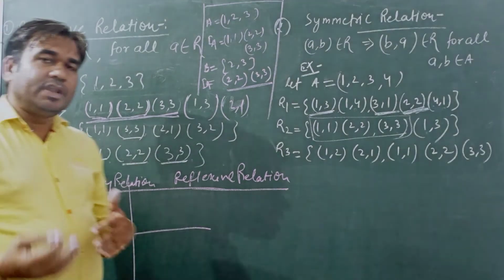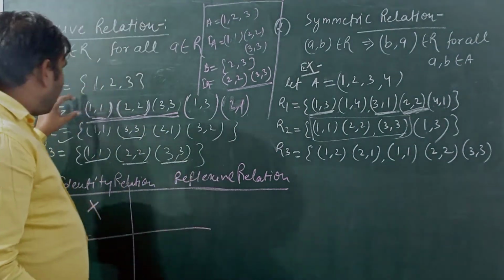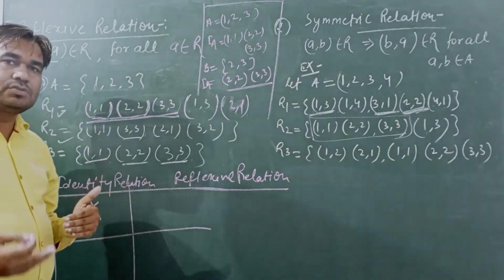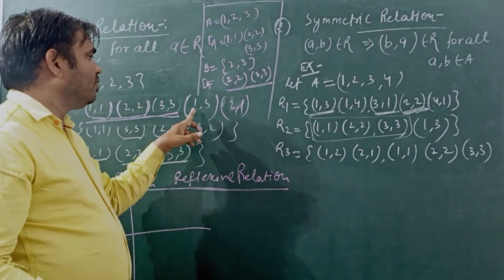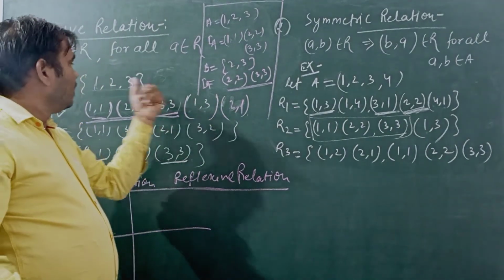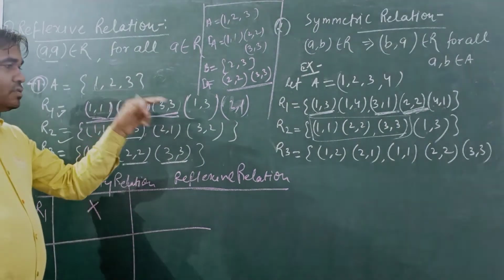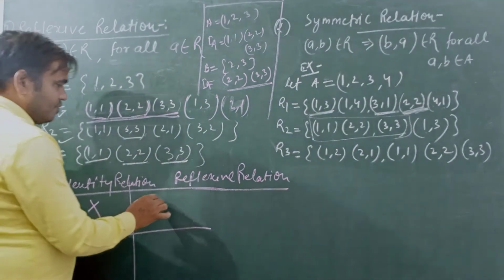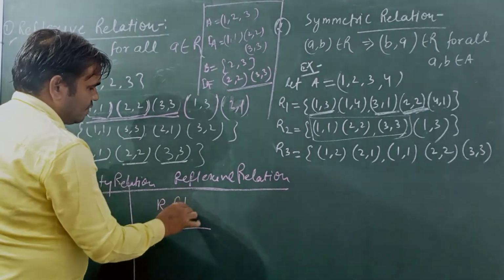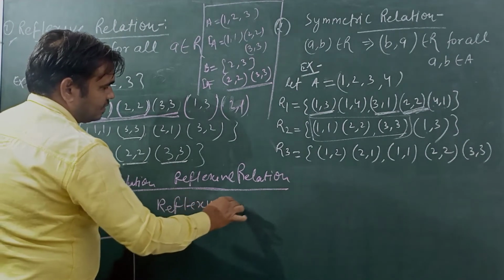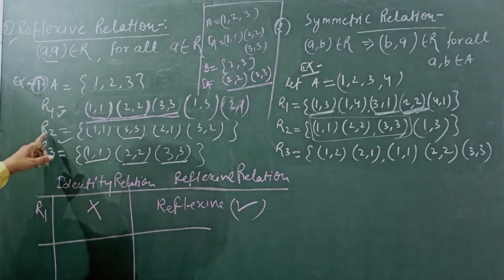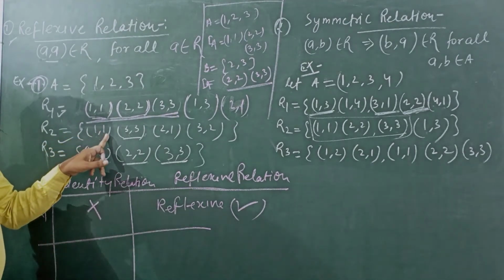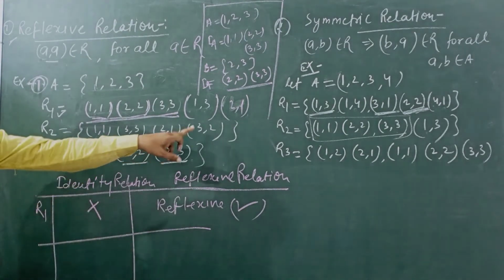And in reflexive relation, the identity relation should be included, but extra elements may come, like (1,3) and (2,1). So it can be reflexive relation. And here in the second we see (1,1), (3,3), (2,1) and (3,2).